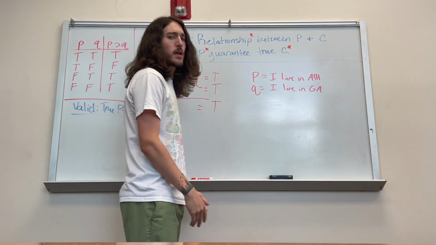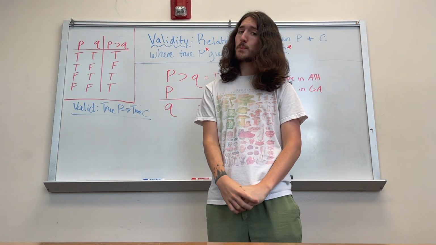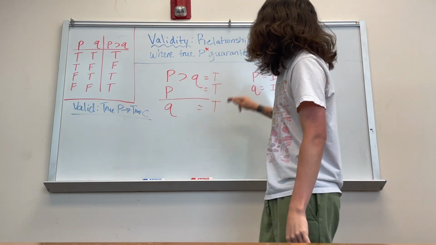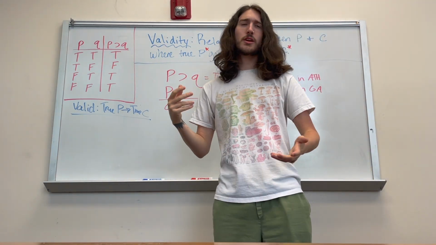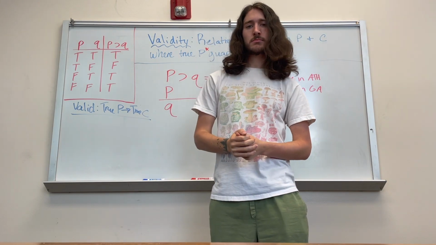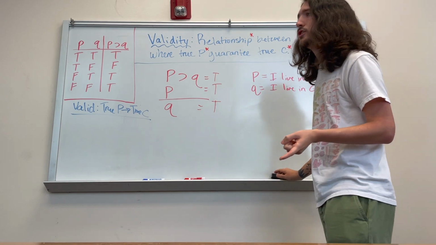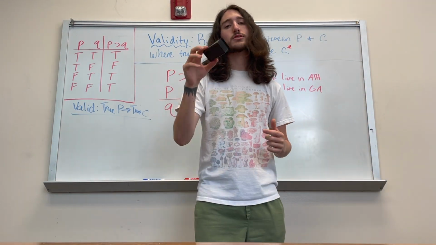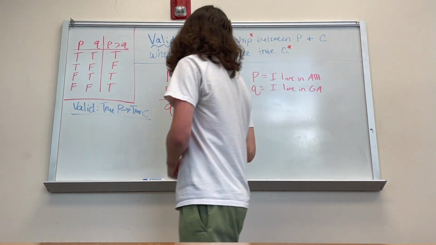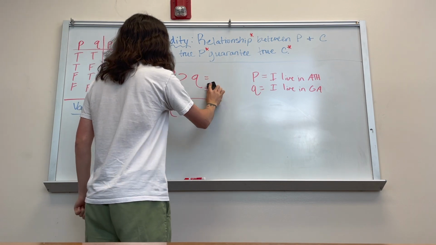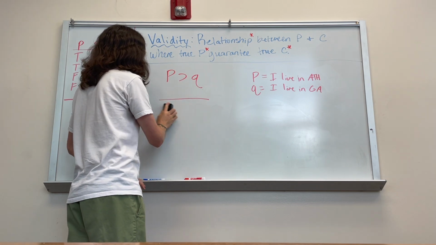But how do we show that an argument is invalid? Do you have an idea? Remember, a valid argument has true premises that always give a true conclusion. So how can we show that an argument isn't valid? I have an idea. What if we could show that an argument has true premises but a false conclusion? Let's give it a go. We can do it with this example just by switching these two letters.